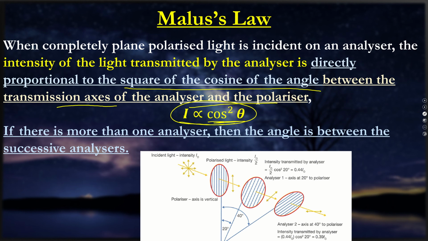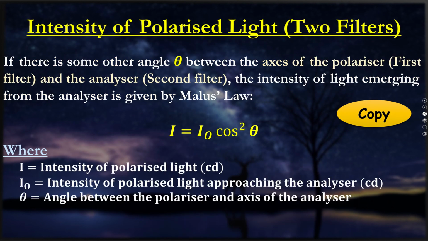Okay. If there was more than one analyzer, obviously you could see that there are successive calculations we can do. This is the formula for Malus's law. So that's just to say that the intensity that you're measuring, so the light intensity, or the one that's polarized, is equal to the original source.